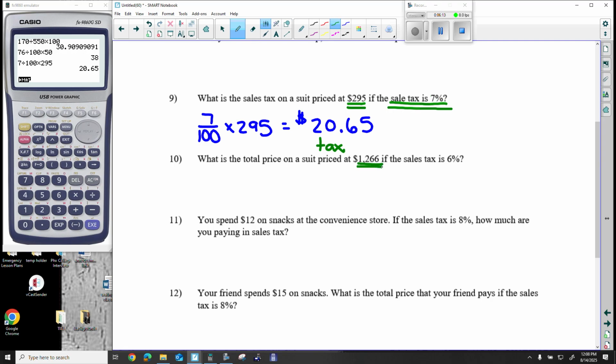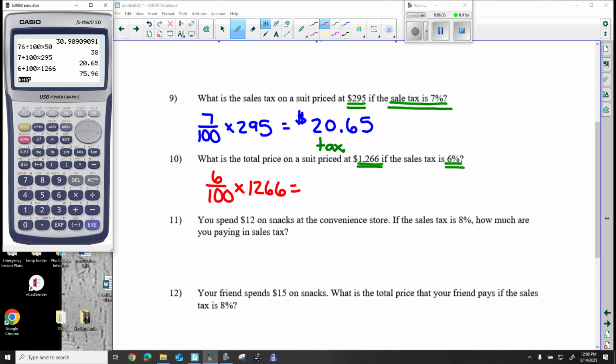The suit, this is more expensive. The suit costs $1,266 and the tax is 6%. So 6% of 1,266 is $75.96.